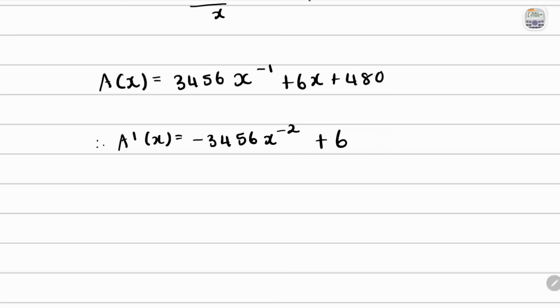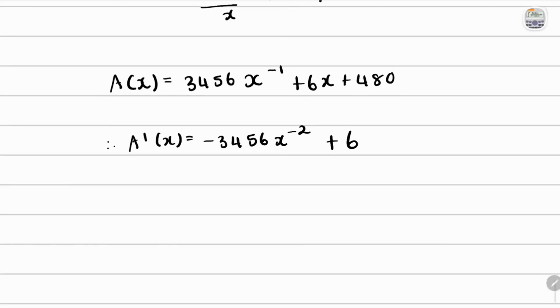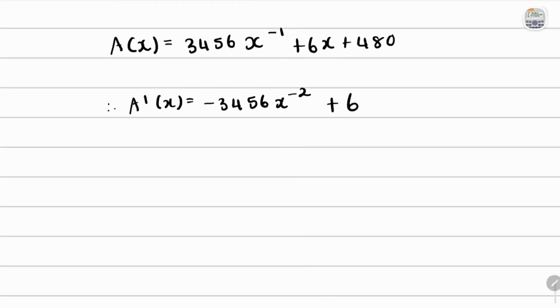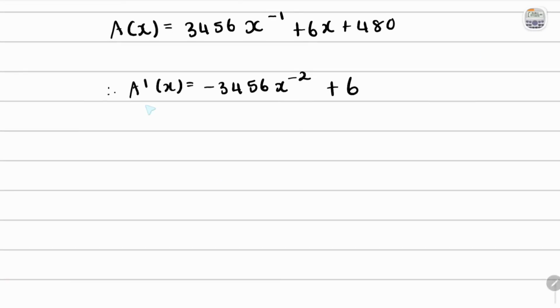Anything to the power of 0 is 1. Okay. And then the constant also falls away because the gradient of a constant is 0, because it is a flat line, a flat horizontal line.